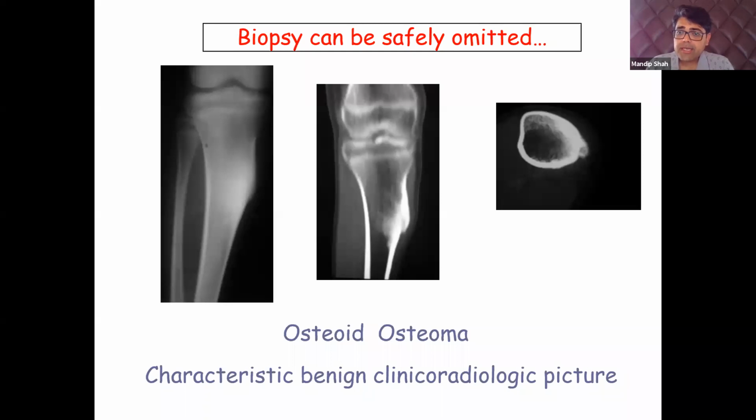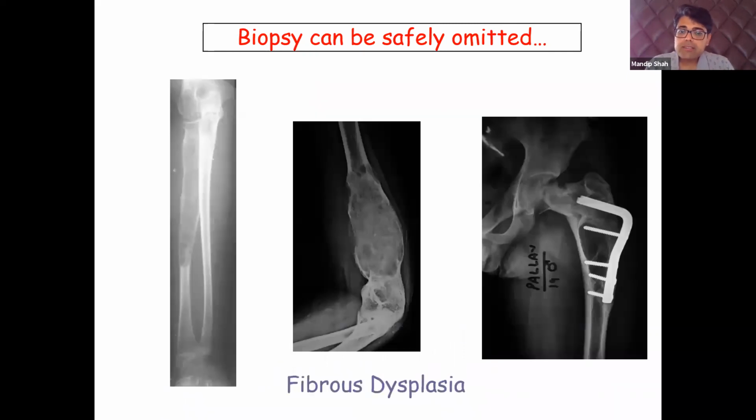And even in today's era, we usually treat these lesions by radiofrequency ablation. So you really don't need any tissue diagnosis for this particular entity. But the caveat is that the clinical and radiological picture should match each other. Another thing is fibrous dysplasia. You have this fibrous dysplasia where there is a ground glass appearance with this kind of classical Shepherd's crook deformity, all these things. So fibrous dysplasia can be safely treated without a biopsy.